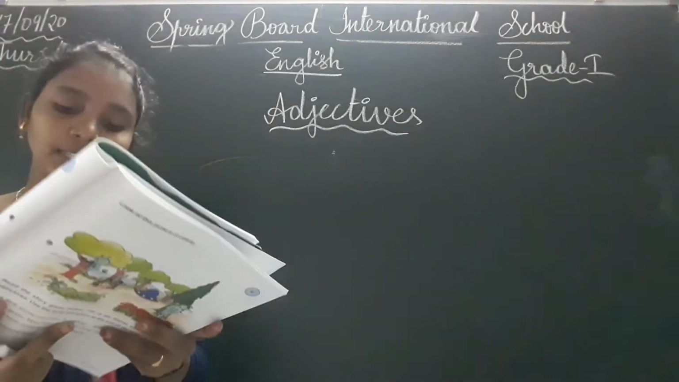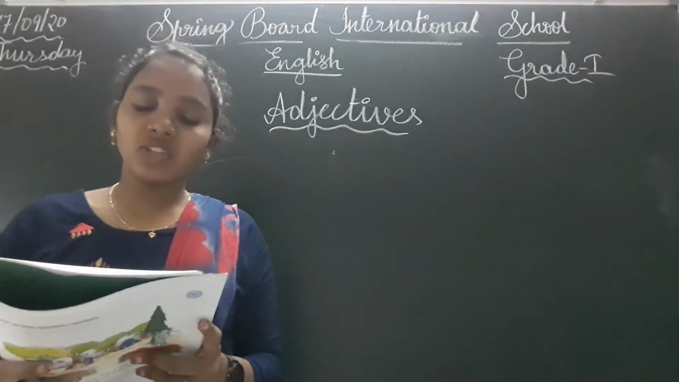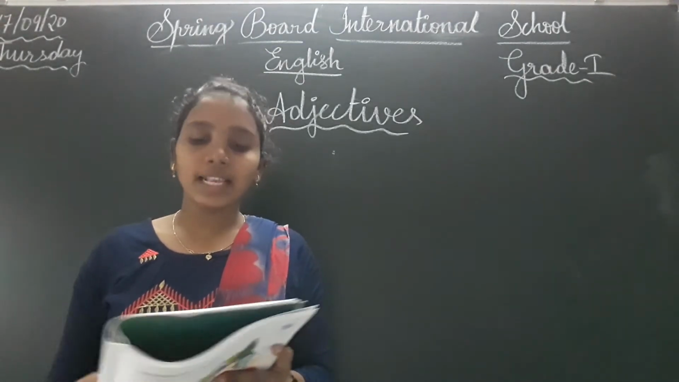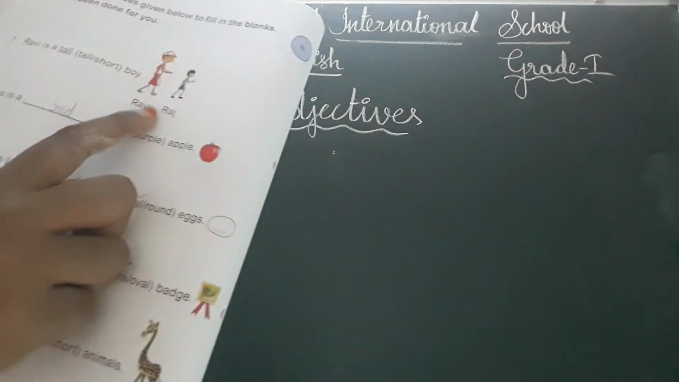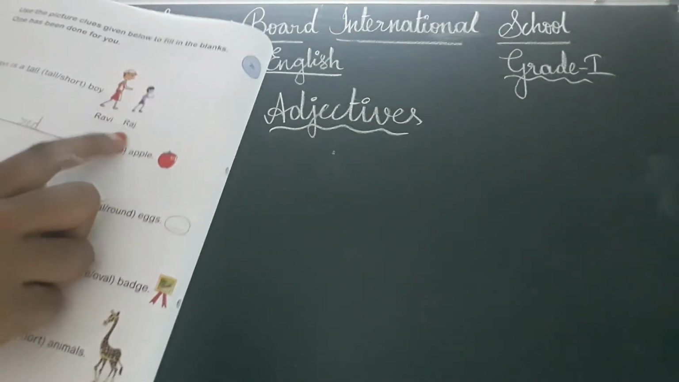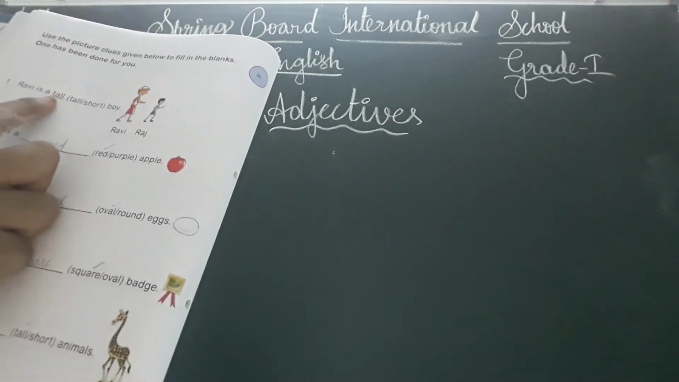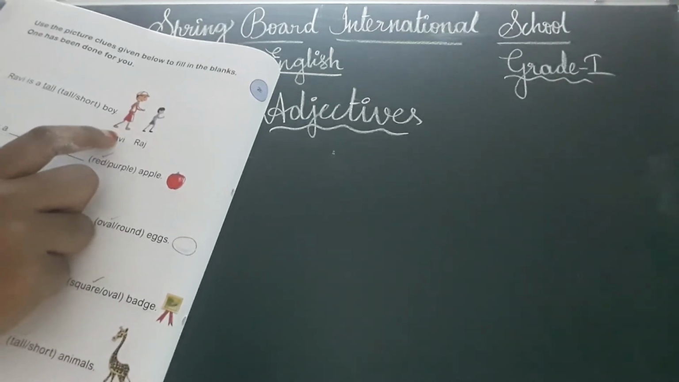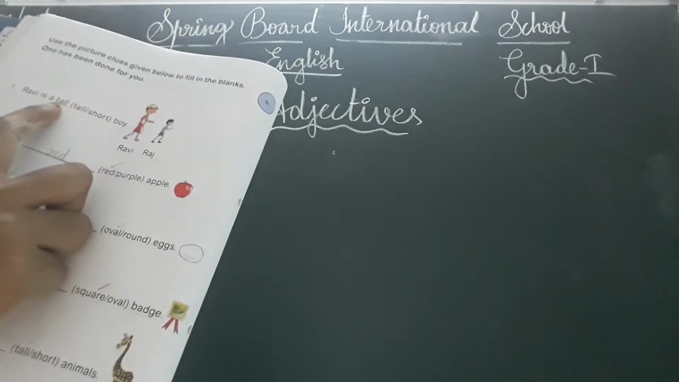Okay, see, turn your pages again, page number 14. Use the picture clues given below to fill in the blanks. One has been done for you. See here, use these pictures. Two boys are there, Ravi and Raj. Ravi is a blank boy, tall or short? Tall only. That means you need to choose tall. You have to write it here.